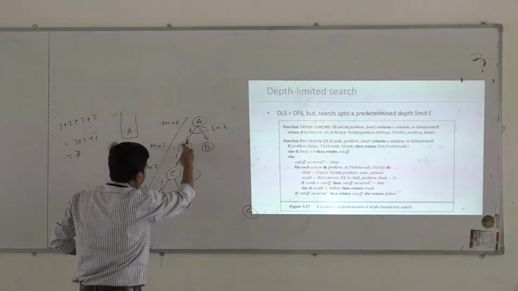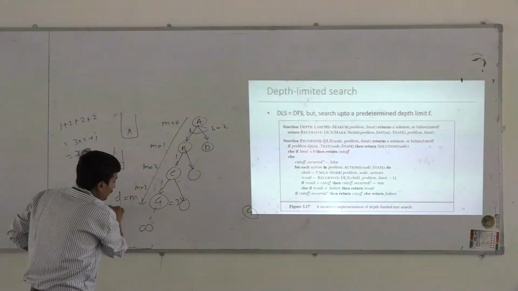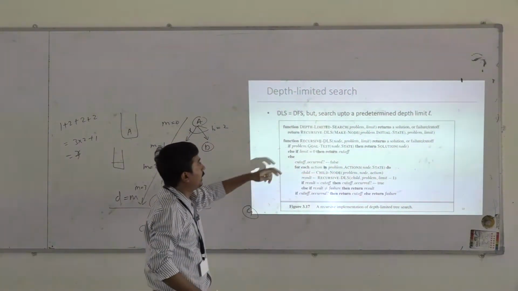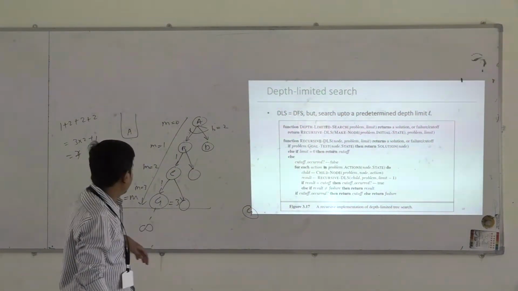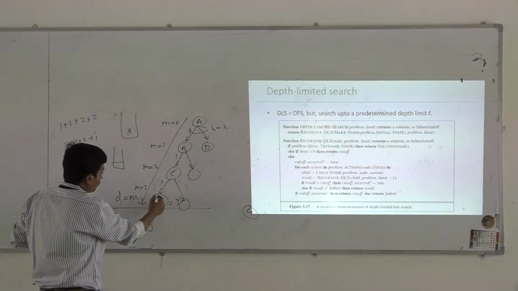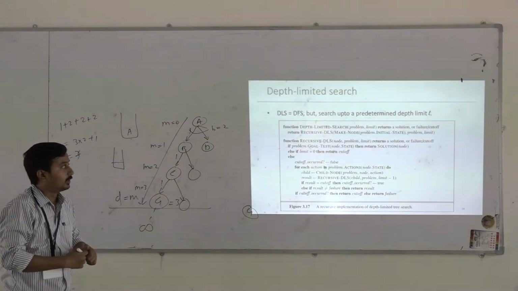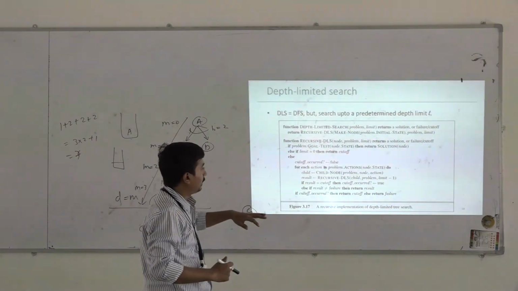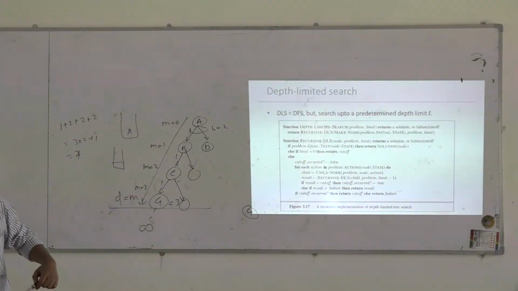It was not complete. Why? Because we may fall into an infinite path. So we will restrict the depth of the tree. We will put a limit: search up to a predetermined depth, the depth limit L. If we reach that depth, we will move to the next possible path. So that is the DLS algorithm. We will not go into detail of this algorithm. In the next class I will explain it.